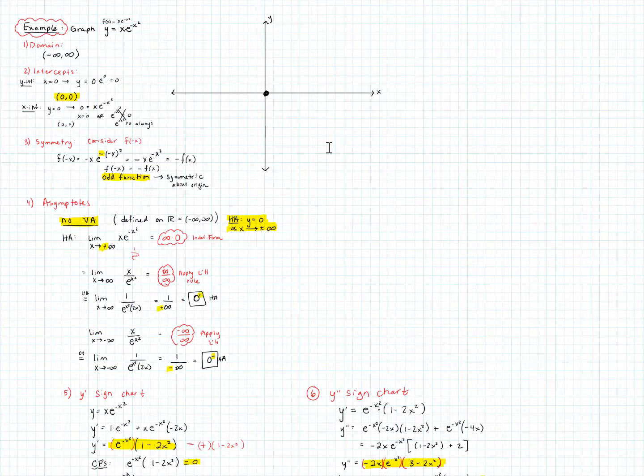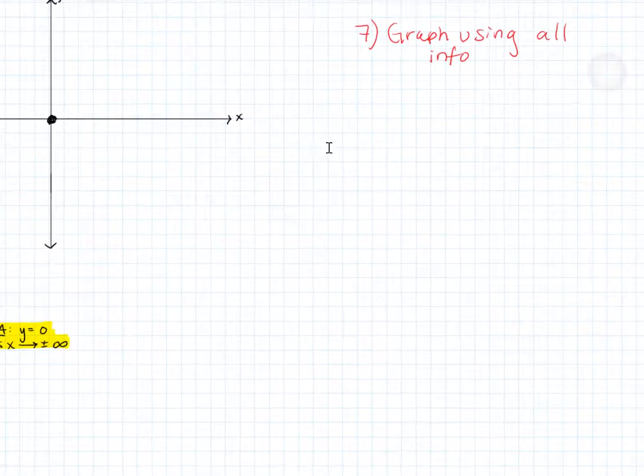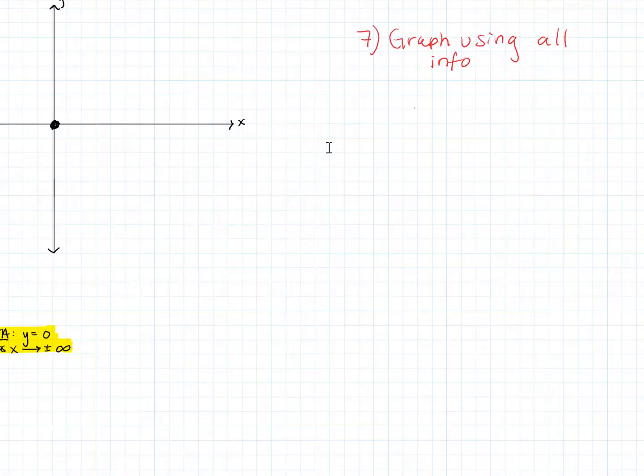This is step 7 where we're actually graphing the data. So we're actually going to graph using all info. Here's where I find it useful to create a little t-chart just to get all of my ordered pairs, because I know the x values for all those critical points, but I now need the y values in order to graph them. So I'm going to go ahead and do that now.